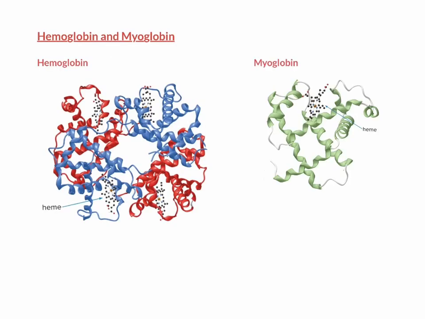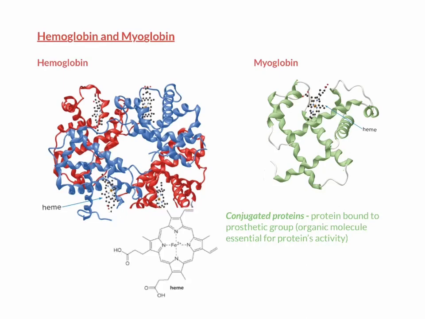Both hemoglobin and myoglobin are considered conjugated proteins, which means it is a protein unit bound to a prosthetic group, an organic molecule that is essential for the protein's activity. The prosthetic group for both hemoglobin and myoglobin is called the heme group. This heme group, a large cyclic molecule with an iron ion, is where oxygen will bind.